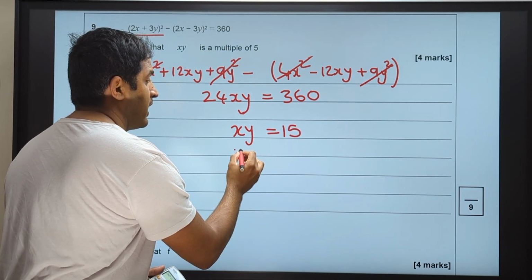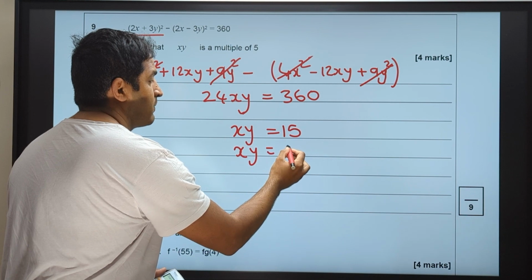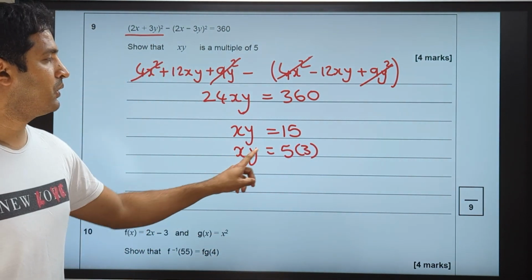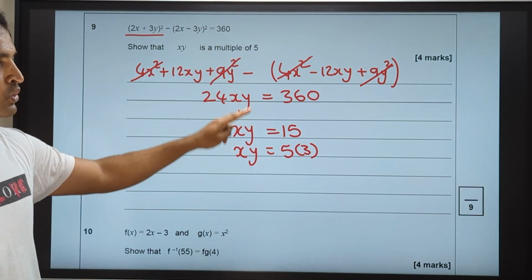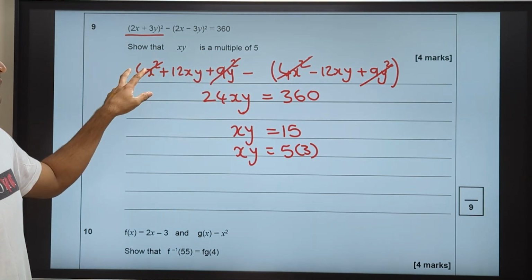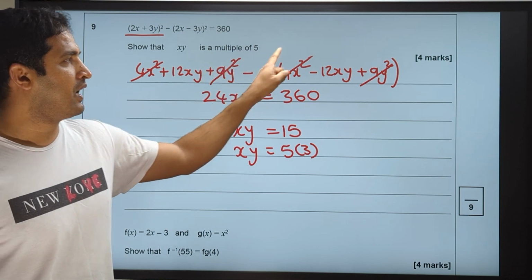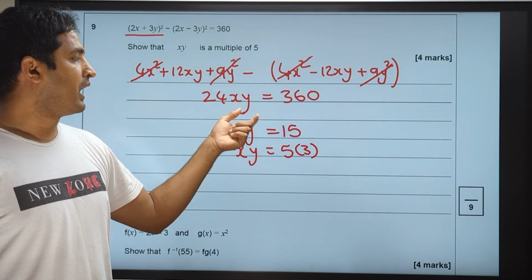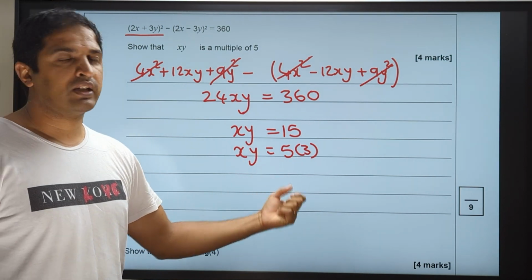So we know the xy is equal to 5 times 3. So whatever the xy is, it's always going to be a multiple of 5. And we've shown everything that we needed to do. Make sure you show this working out and this working out separately to make sure you get 1 mark each for that, and then you get the last mark for showing this part out.